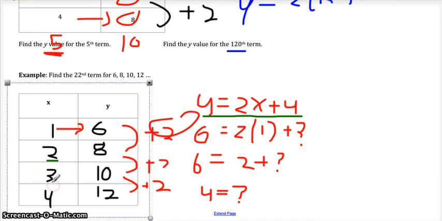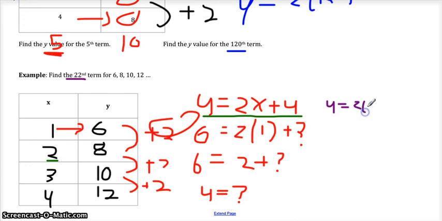Let's try it with the 3. 2 times 3 is 6, plus 4 is 10. And then 2 times 4 is 8, plus 4 is 12. So it looks like y equals 2x plus 4 is going to work. So therefore we can take the 22 from up here and do y equals 2 times 22 plus 4.